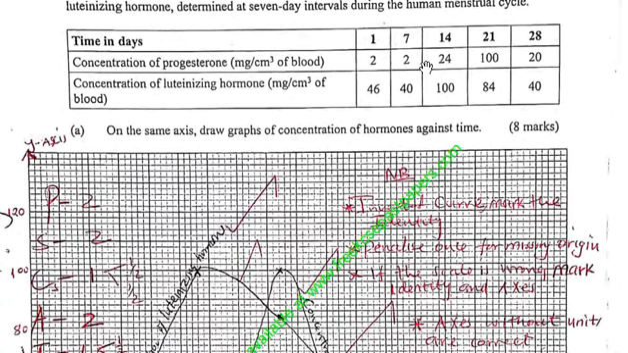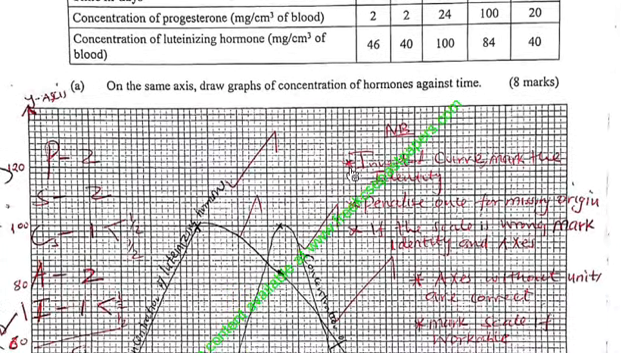Before you explain the graph, you can just look at the concentration. At day 1 it is 2, day 7 it remains 2, then day 14 it is increasing to 24, day 21 it has increased to 100, then day 28 it has dropped drastically to 20. Then luteinizing hormone, day 1 is 46, day 7 is 40, that is reducing, then it has increased, or it is highest at day 14, then day 21 it has reduced, and day 28 it has further reduced.